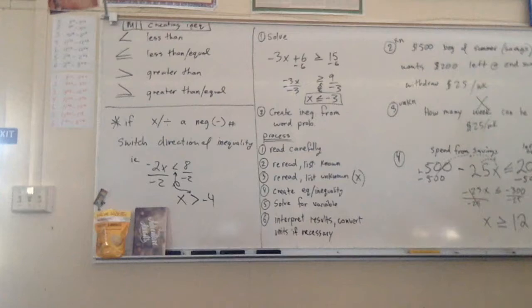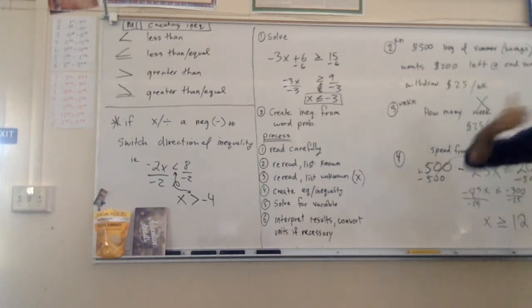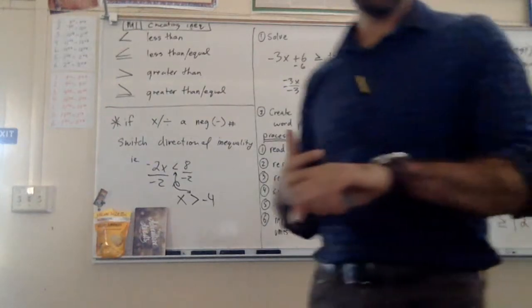Okay. Does this work? We solve, interpret results, convert units if necessary. So yes, this makes sense because let's look at it again. 500 bucks. We minus $25 a week for 12 weeks. That allows us to have our answer of having spent less than or equal to 200 bucks. Thumbs up, sideways, down for this problem. When we see the logic of it, we do it all the way through.